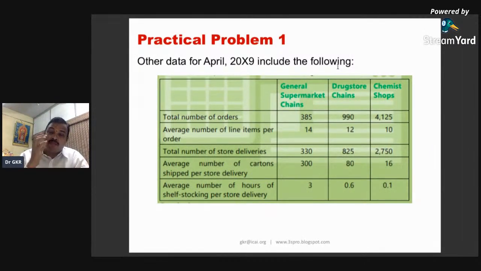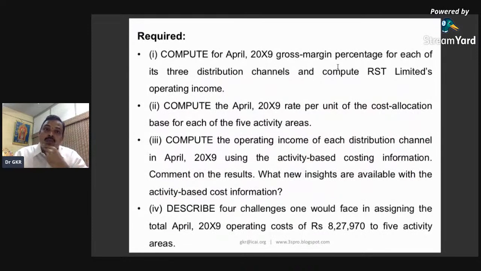Other data for April 19 include the following. Total number of orders, average number of line items, number of store deliveries. They have actually distributed for all. Total number of cartons, average number of hours of shelf stocking per store delivery. Everything is given. Compute for April gross margin percentage and compute RST Limited operating income. That is based on your traditional method. I repeat, it is based on your traditional method.